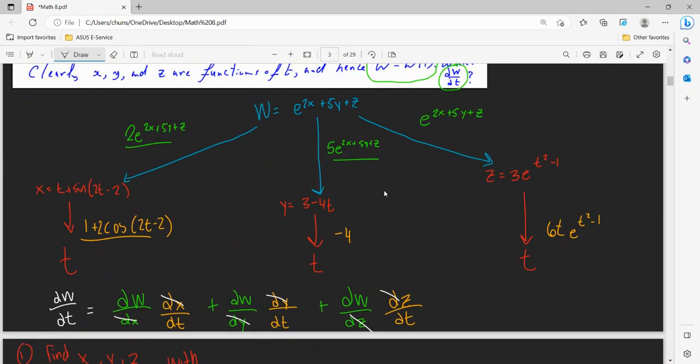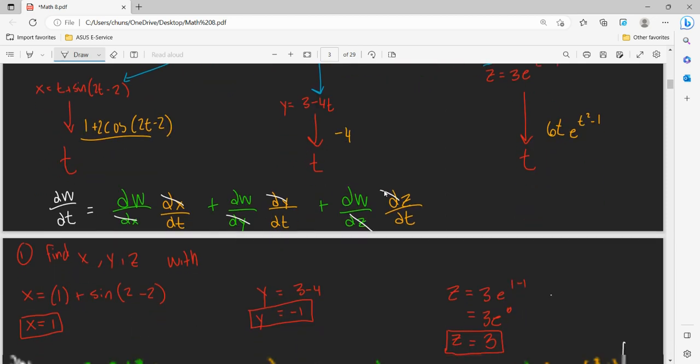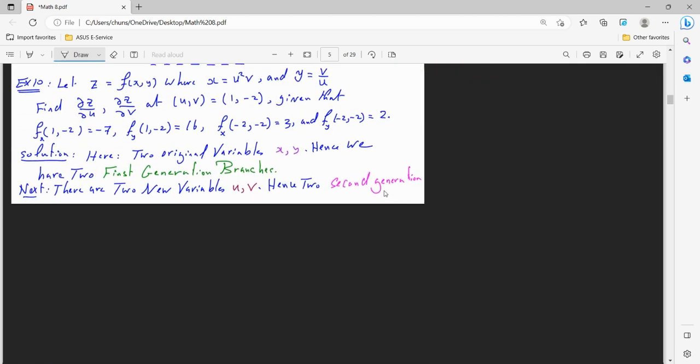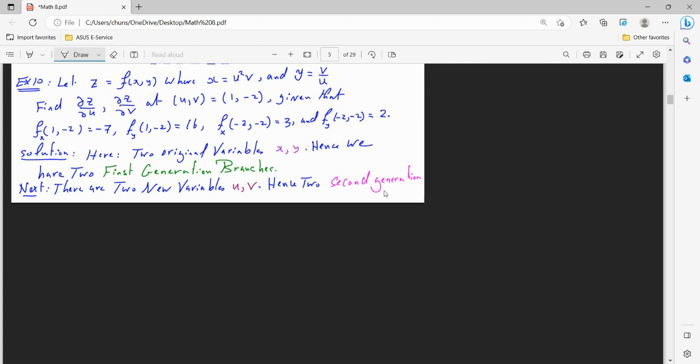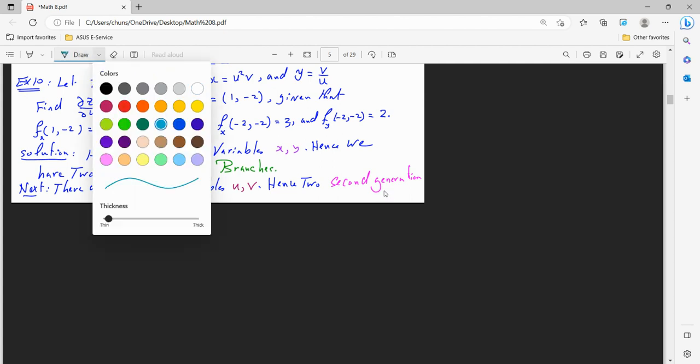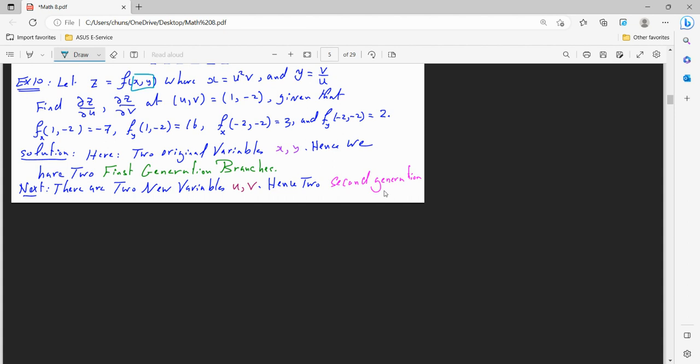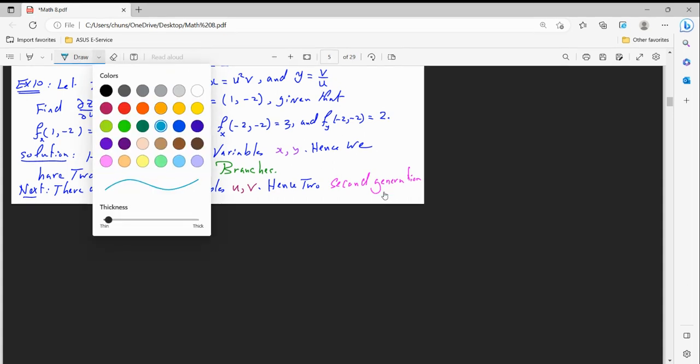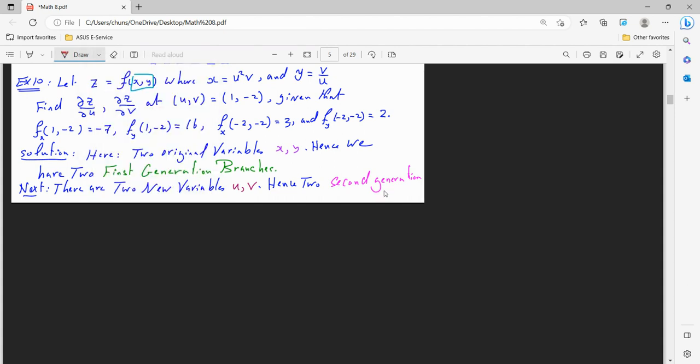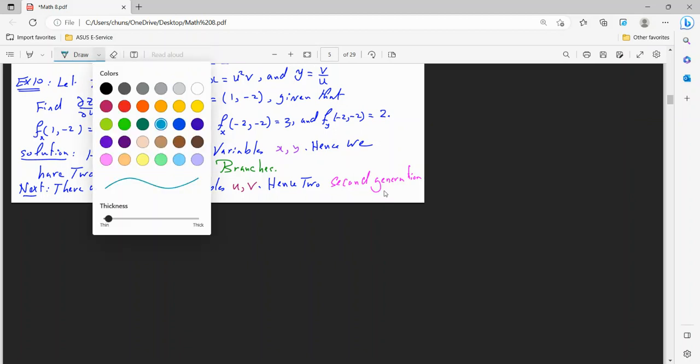So the reason we only made one branch after our x, y, and z variables is because in each equation there was only one other variable to work with. So that was how we did that. So what if we had 4 different variables? So we had 2 original variables, x and y, and then we had 2 derived variables, u and v. What would that look like?